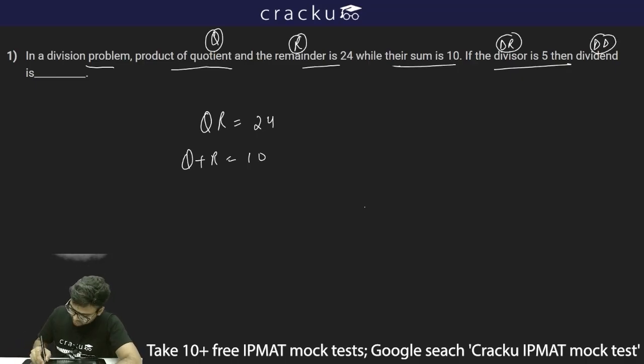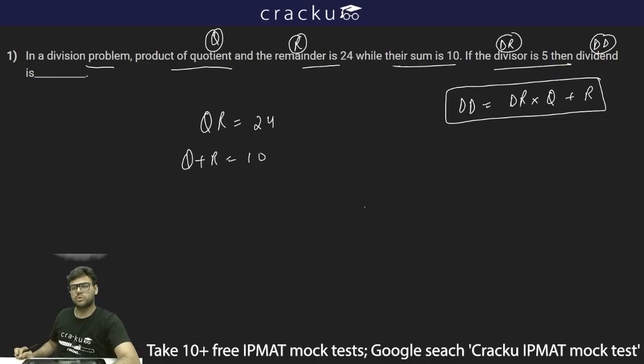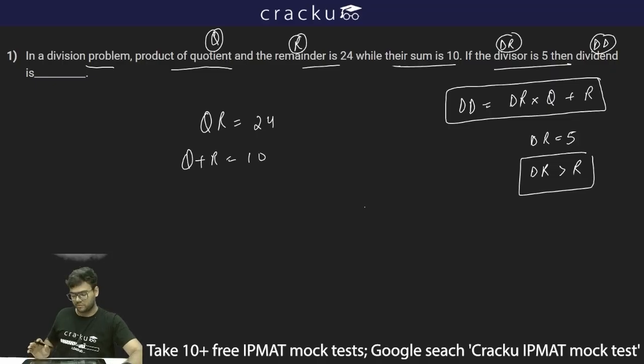First we should know that the dividend, which is dd, is basically divisor into quotient plus remainder. Dividend is divisor into quotient plus remainder. Now divisor is given as 5 and we have to find out quotient and remainder. Also there is one more thing: the divisor should always be greater than the remainder.